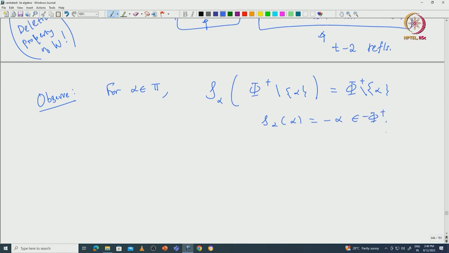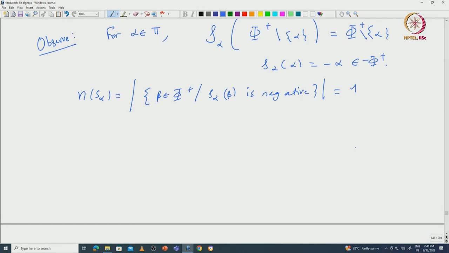In particular, it motivates us to define what is called N of S alpha, which is the number of those positive roots that are sent to negative roots by S alpha. From our earlier observation, we can see that this number is exactly 1 for S alpha, and this actually coincides with the length of S alpha. Indeed, this is the observation that motivates us to define what is called N of W. This is going to give us a different characterization of the length of W. What is N of W? You count all positive roots that are sent to negative by applying W.